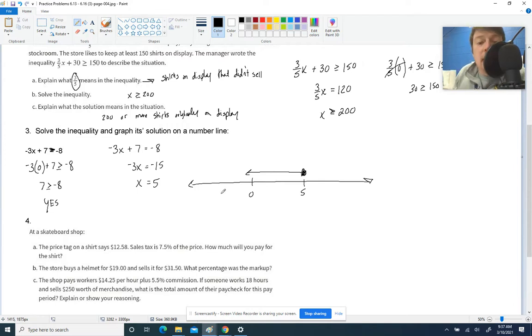So that tells me that I want x's that are less than or equal to the number 5, like 0 and 1 and 2, and now all the negatives.